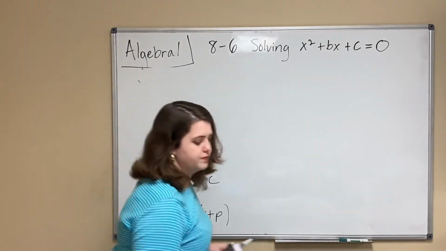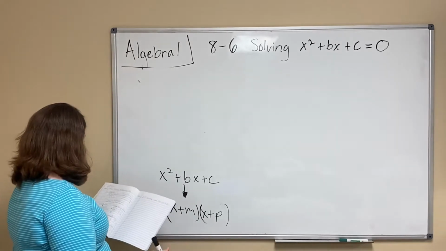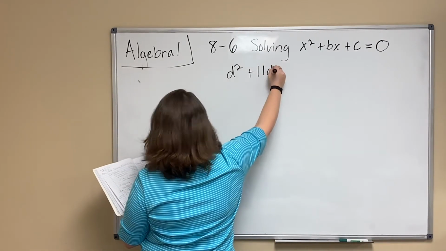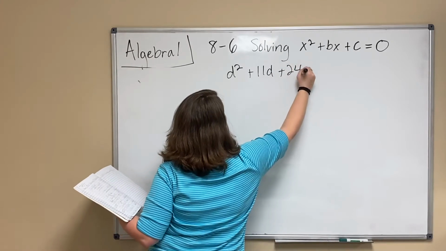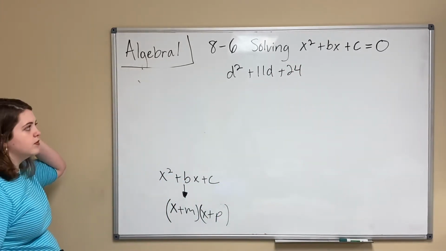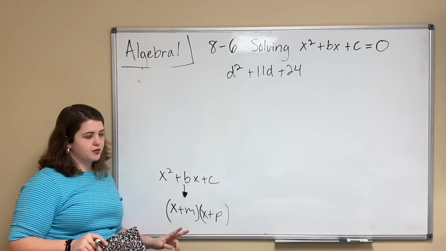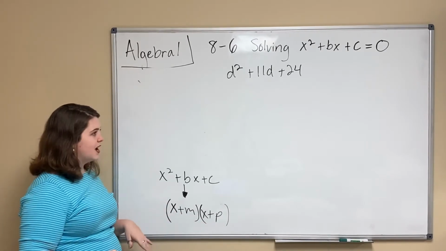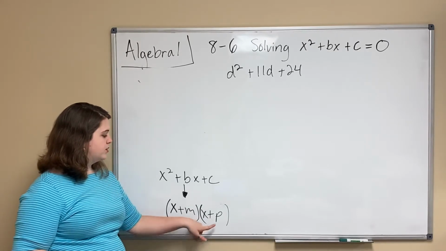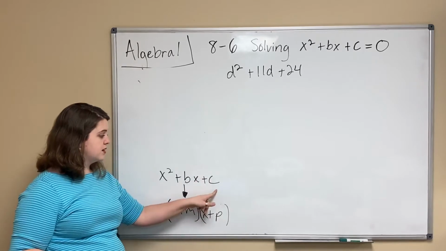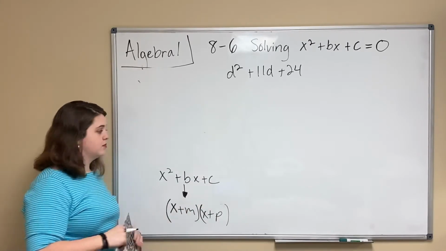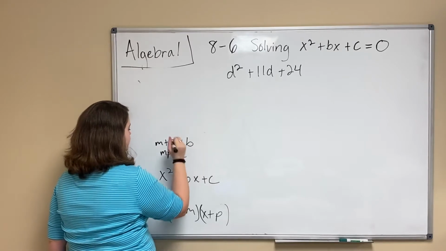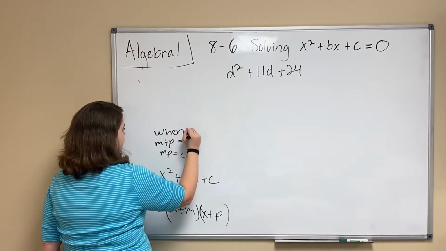I'm going to leave this here for reference. Okay, so if I have d squared plus 11d plus 24, what I have to figure out to break it down into two separate binomials is what two numbers multiplied together equals c, but added together equal b, because we're saying m plus p equals b and m times p equals c. This is only true when these are true.